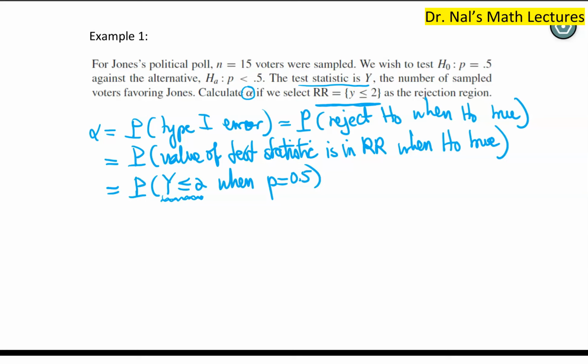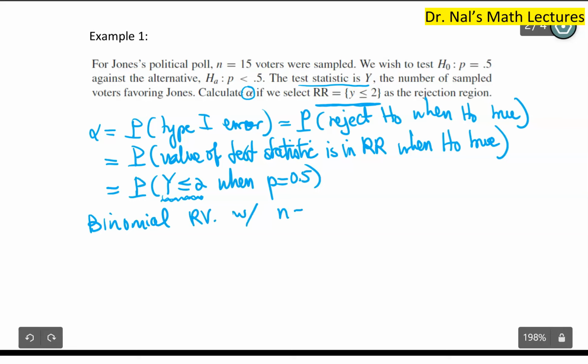So what we will do is, because this is a binomial random variable, we have a binomial random variable with a sample size of 15, and we have 2 choices, right? Success or fail, in the sense that success means people voting for Jones, and fail means people not favoring Jones. So if n is equal to 15 and p is 0.5, what's the probability of such a thing happening? Let's calculate that probability.